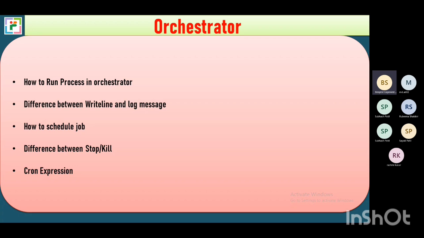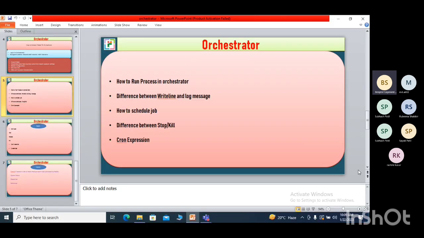I also wanted to tell you what a cron expression is. If you want to run a bot as per a custom time, in that case you can use a cron expression to run your bot. So all these topics we saw in yesterday's session. The difference between stop and kill in UiPath Orchestrator is what I wanted to tell you.